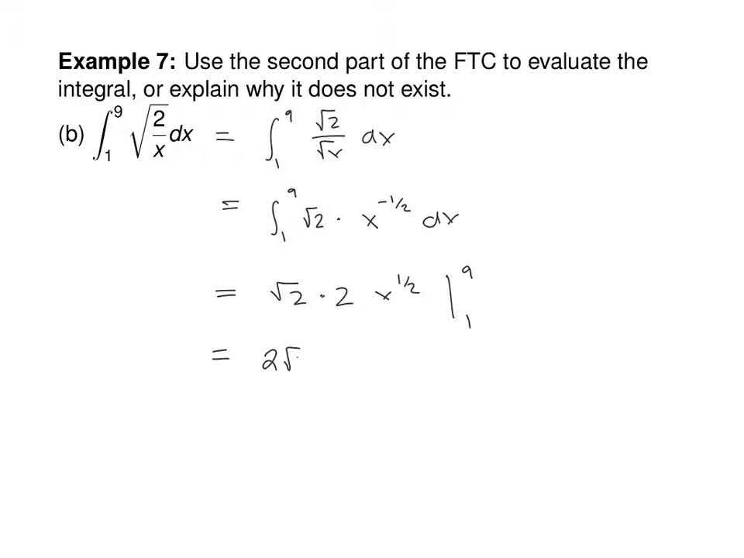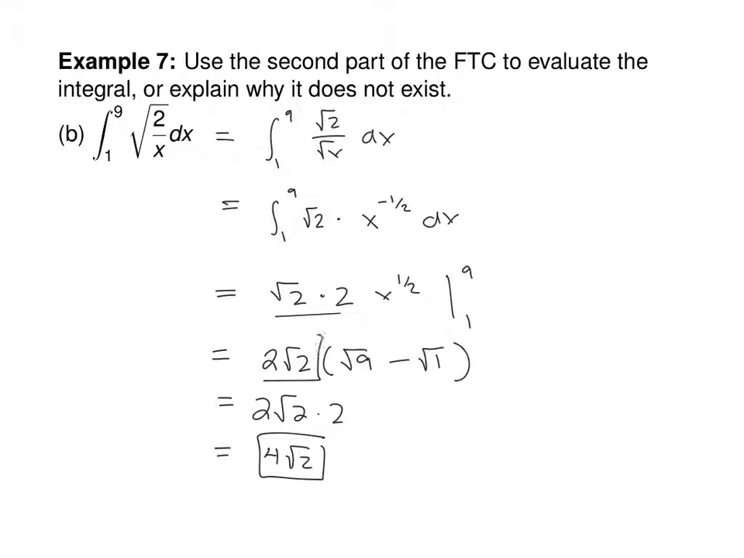So you'll have 2 root 2 times root 9 minus root 1. That's taking that constant out, and then just plugging in 9 and plugging in 1 into the function root x. And so root 9 minus root 1 is just 3 minus 1 or 2, right? So if you do 2 root 2 times 2, what's that make? 4 root 2.